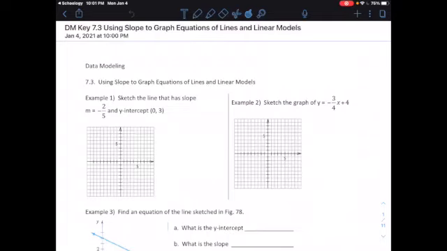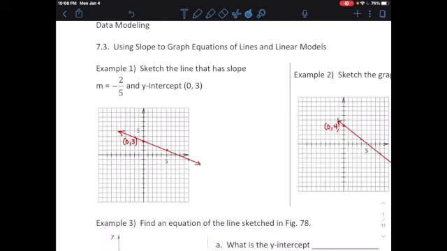Hi everyone, we are going to talk about using slope to graph equations of the line and the linear models. To start off, just some quick review. I would like you guys to try to do example 1 and 2 because they are just the basic graphing. Jog your memory. Pause your video, try to do them, and then come back and check and see if you have the same answer as mine.